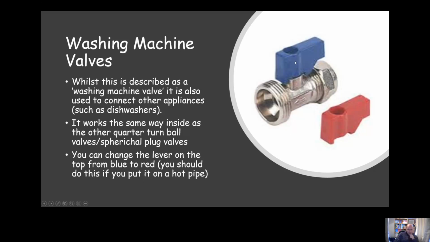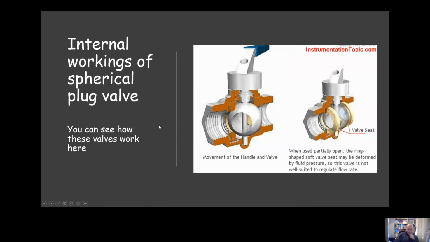A blue one if it's on the cold pipe, for example, or a red one if you put it on a hot pipe. And this is how these lever valves, or quarter turn valves, work. You have the ball inside, which you turn to go across the flow and stop the water from flowing. Ideally, they should be only in the full flow or off position, as if you keep them partially open, it can damage the O-ring over time.